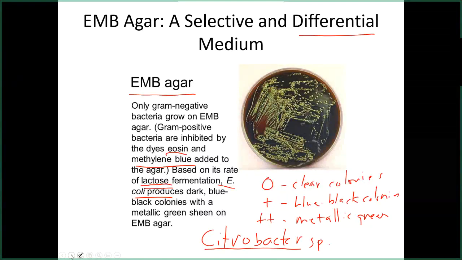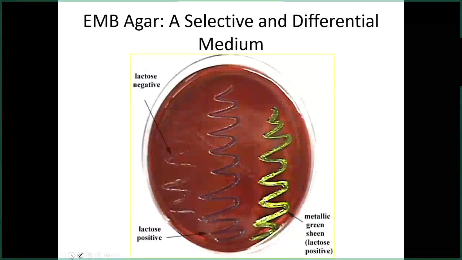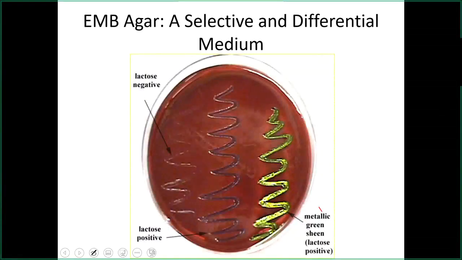And here's another plate that shows some EMB agar and how organisms are responding. This metallic green sheen here, you see how this is an organism that was streaked on there in a fishtail fashion. That's more than likely E. coli.